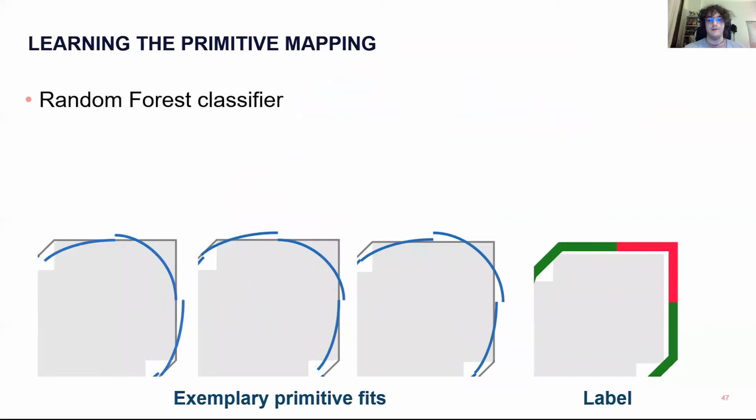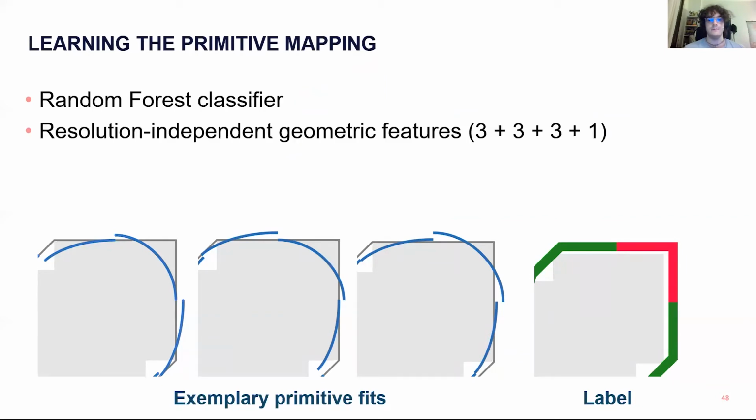To obtain the primitive configuration which best fits the polygon corner and underlying raster boundary, we use a random forest classifier. The classifier computes its categorization from the geometric information provided by the intermediate polygon, and 3 exemplary fits which incorporate the fact that spline fitting is a local-global problem. This results in a total of 10 features, which are independent of the input resolution.